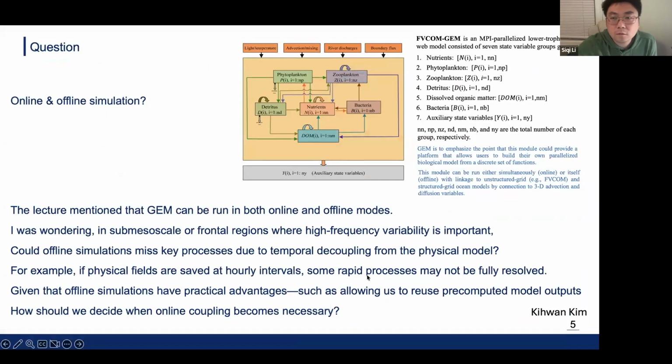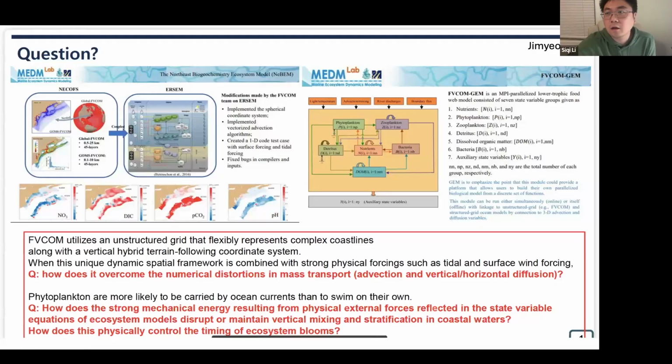Okay, so these are all the questions I have received. Is there any other question? Okay, let me read this question. How does the physical forcing affect the state variable equation? Certain optics maintain vertical mixing, and physical control of timing.